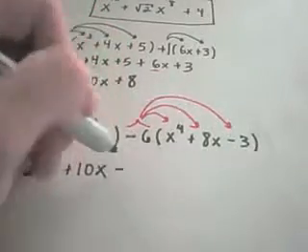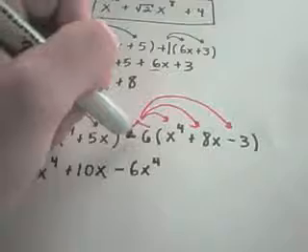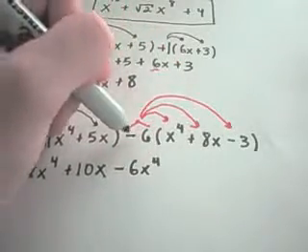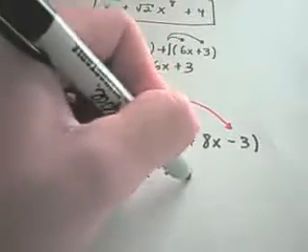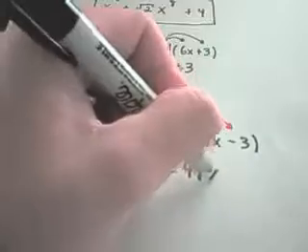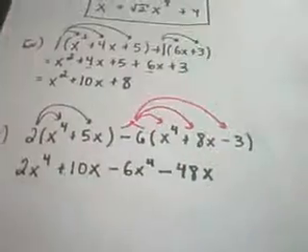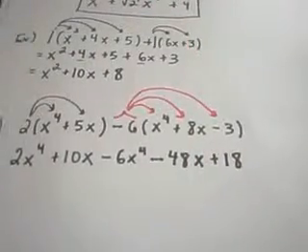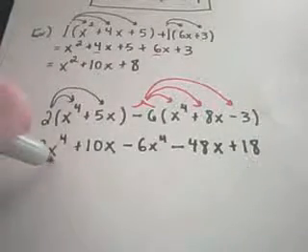So I'll have negative 6x to the 4th. Then I think, okay, so if I multiply the negative 6 by the positive 8x term, a negative times a positive is a negative. 6 times 8 is 48. And then I simply stick my x on there. And lastly, negative 6 times negative 3, that gives me positive 18. Remember, two negatives make a positive. And again, I have to combine my like terms.